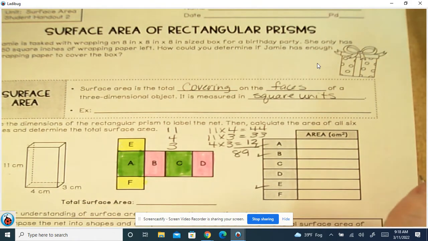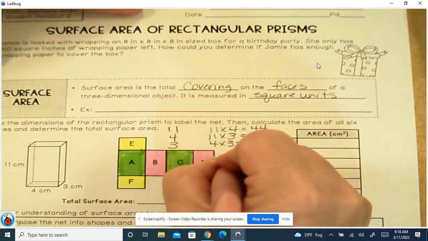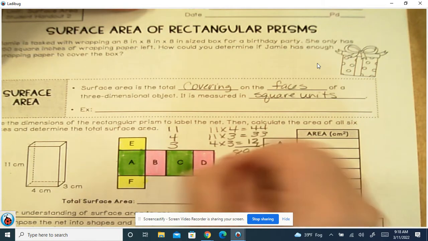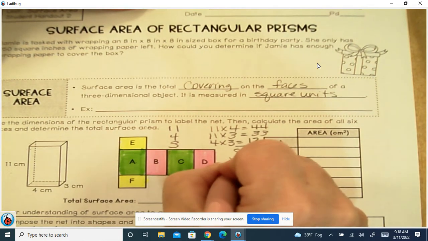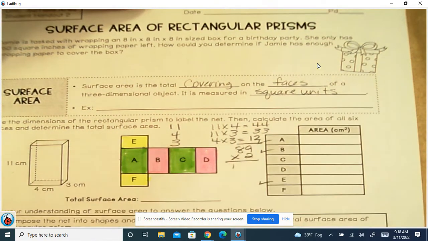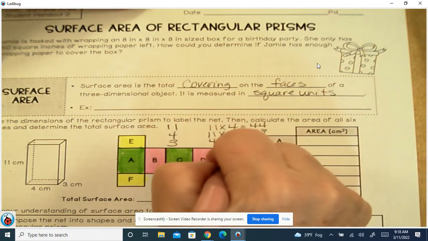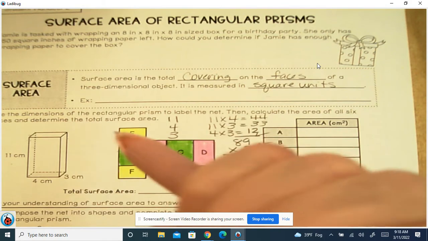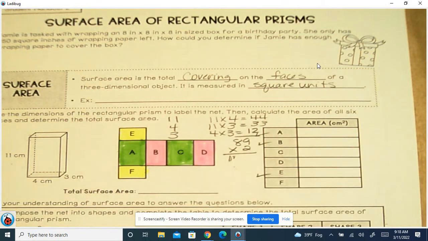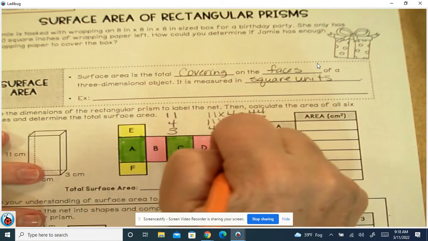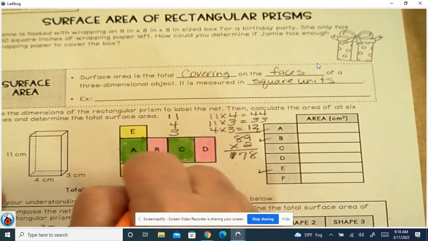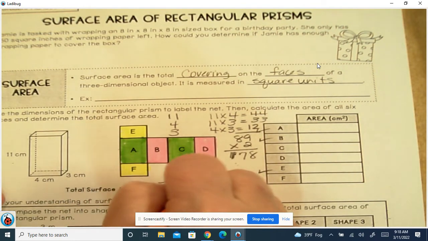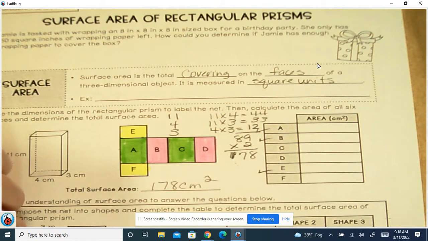That's 3 sides. Each rectangular prism has 6. So let's multiply that by 2. And 89 times 2 is 178. So that's 178 centimeters squared.